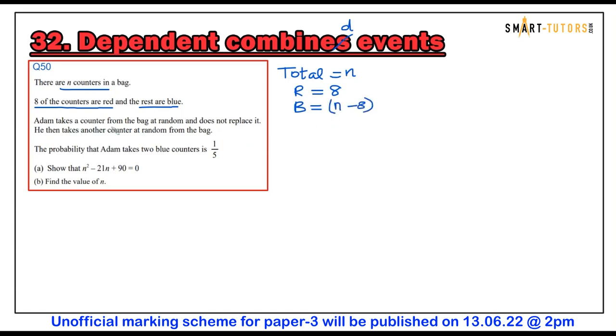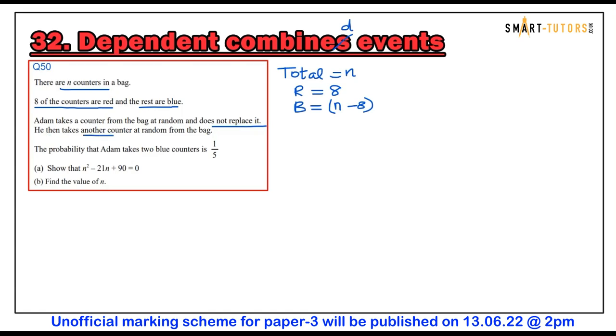Now Adam takes a counter from the bag at random but does not replace it. So this is a dependent event. Dependent means one counter is taken and never put back. So the second selection is going to be totally dependent on how many are left over in the bag.